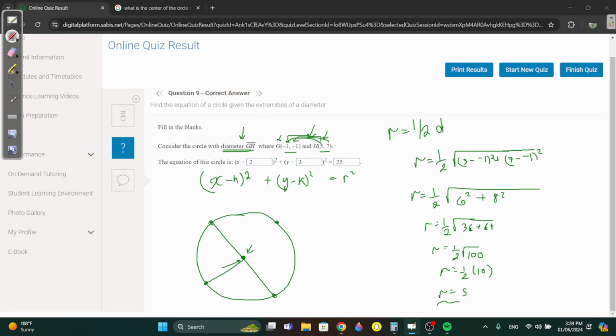Connect them. Okay, I know it's a bit curved, but you get my point. The diameter always passes through the center. And you know that the center is always in the middle of the diameter. So wouldn't the center be at the midpoint of the diameter?